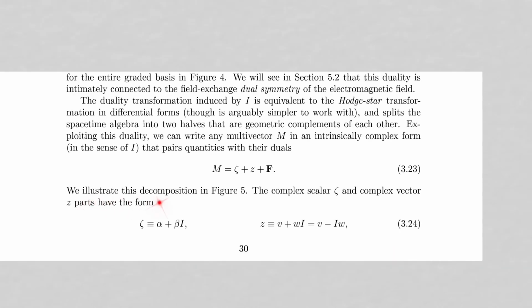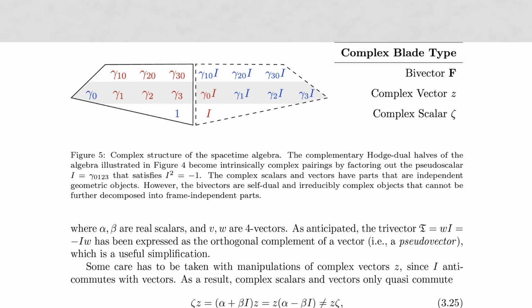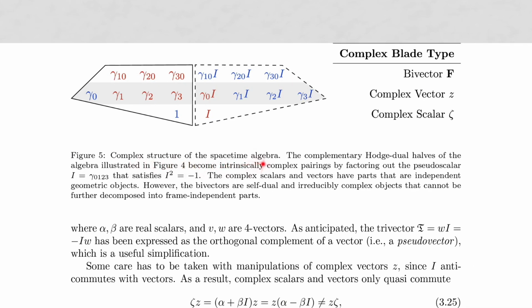So they say we illustrate this decomposition in Figure 5. I've already discussed this part, but let's look at Figure 5 and see how their illustration goes. So here's Figure 5, and it says complex structure of the space-time algebra. So the complex blade type, there's bivector blades, there's complex vectors, and complex scalars. So buried in the complex scalar now is the regular scalar and the pseudoscalar, and buried in the complex vector is the regular vector and the trivector, and the bivector remains uncomplexified, so to speak.